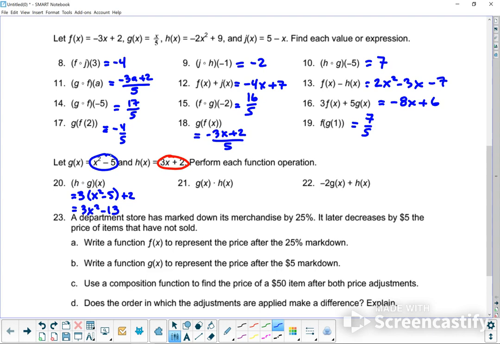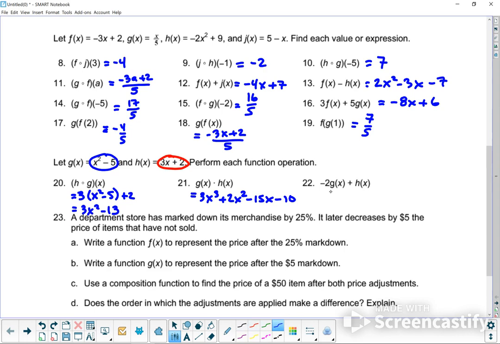x squared and 3x is going to give us 3x to the third. x squared and plus 2 is going to be plus 2x squared. Negative 5 and 3x is going to give us negative 15x, and negative 5 and positive 2 is going to give us negative 10. Okay, and we can't do anything with these because none of these are like terms, so that's all we got.